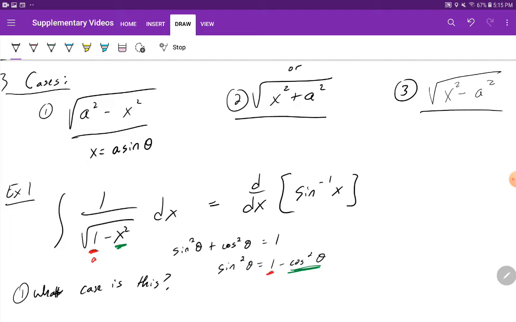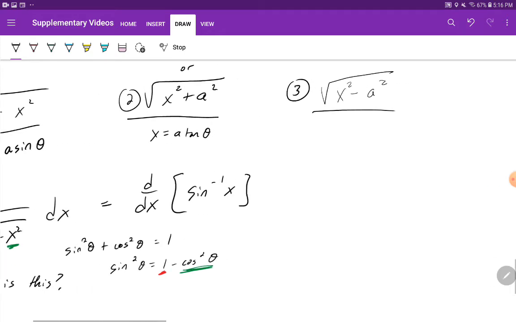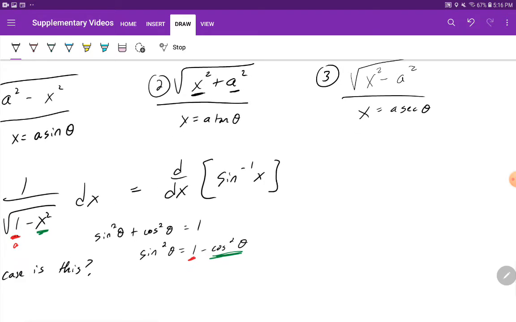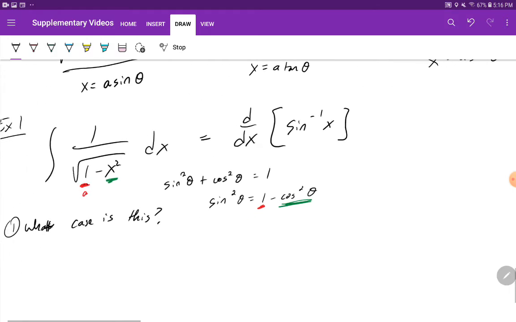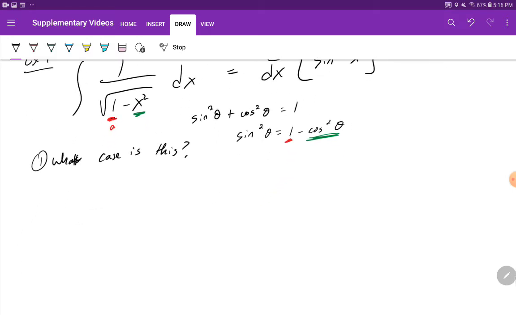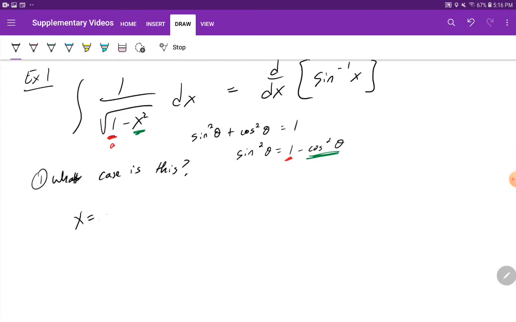When you see case 2, it's going to be a tan theta, because tangent squared plus 1 is secant squared. And then x equals a secant theta for the third case. Hopefully through the examples it'll make more sense. So watch. We're in the first case, so we're going to let x equal a sine theta, or in this case just sine theta.